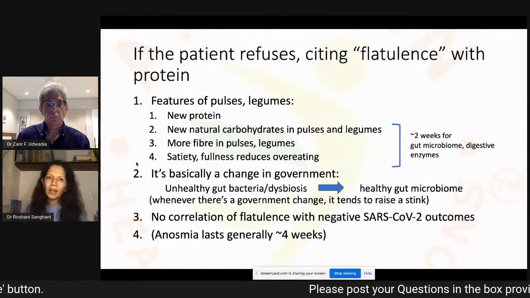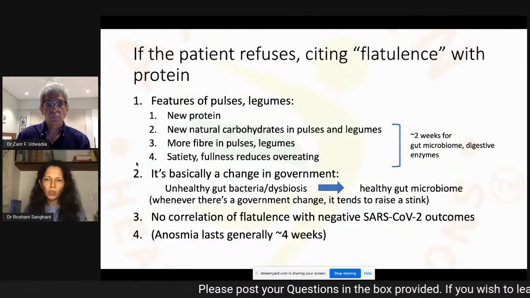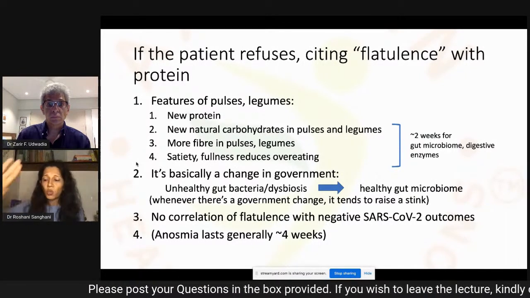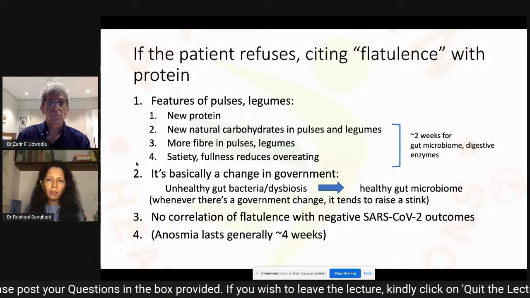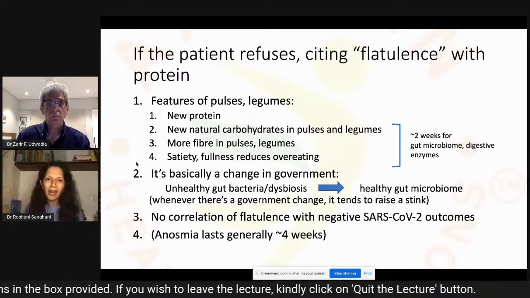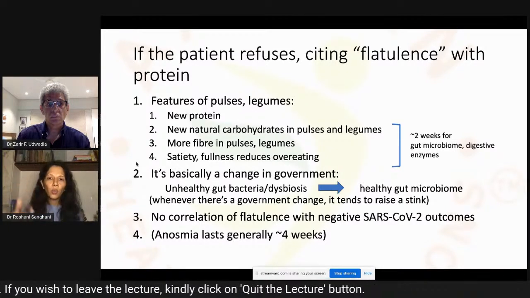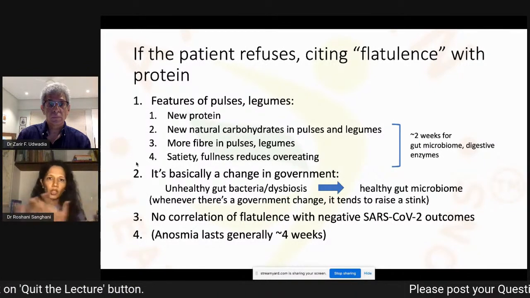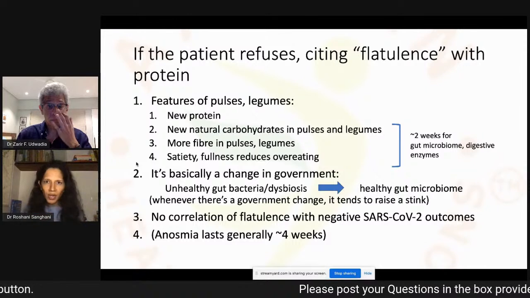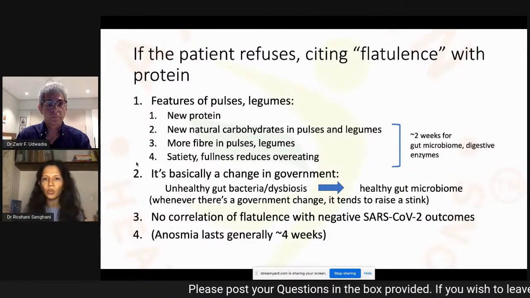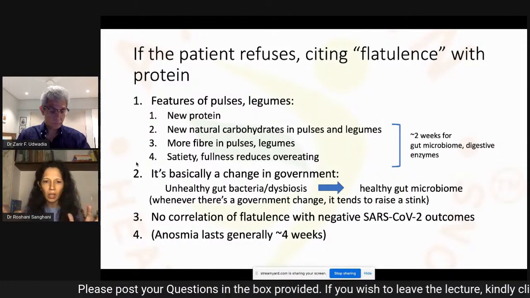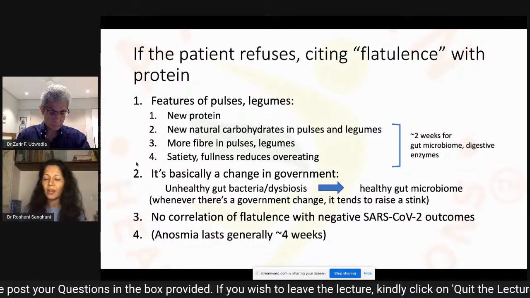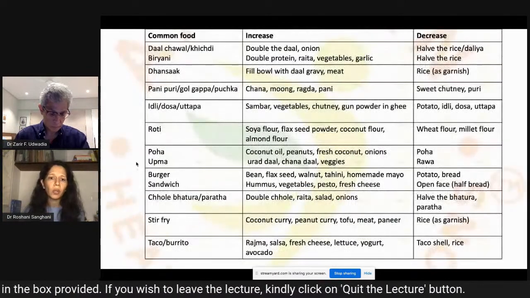If someone says, but I'll get gassy, I'll get flatulence with pulses and beans, I can't tolerate it, it's too heavy, reassure them it's a new thing in your diet. Your gut bacteria has to get used to it. There are new carbohydrates, complex sugars in there, fiber. So the government is changing in your gut, and that tends to raise a stink. You know that when governments are going through change, it causes a lot of stink. So you need to pay attention to that and reassure your patients that adding protein is going to be okay.